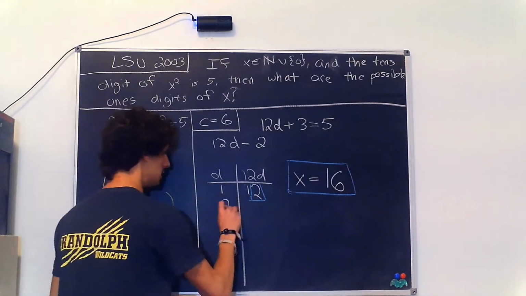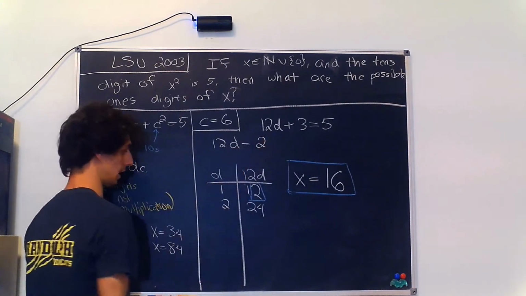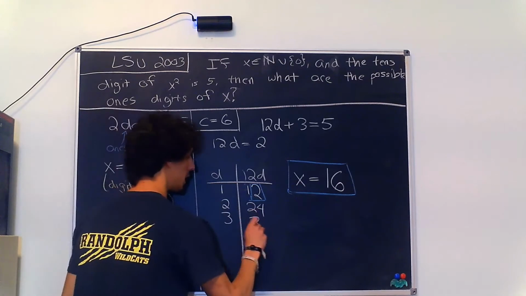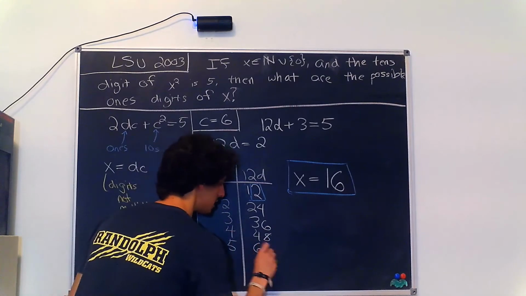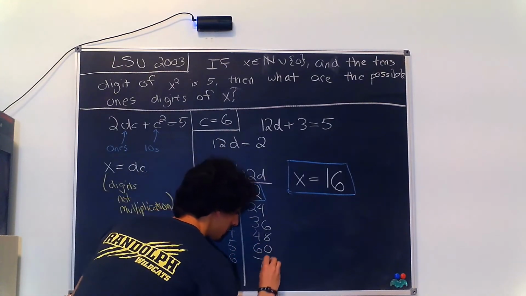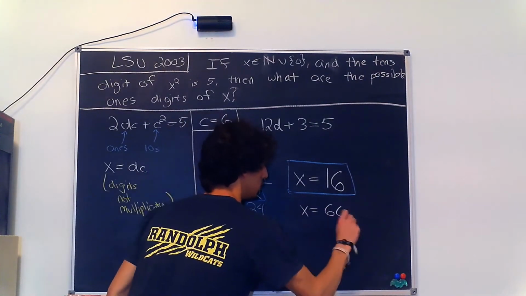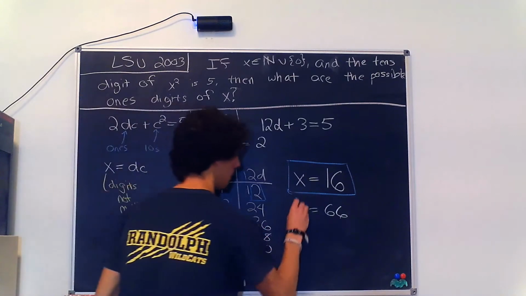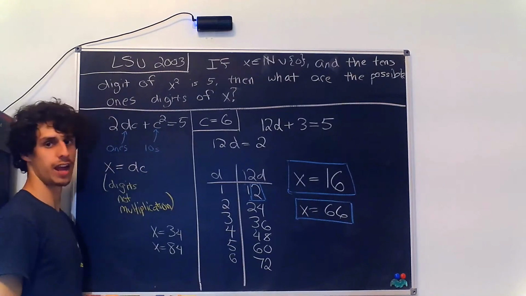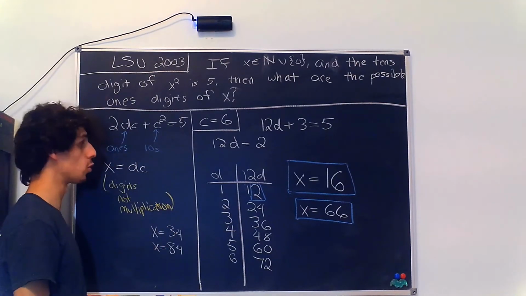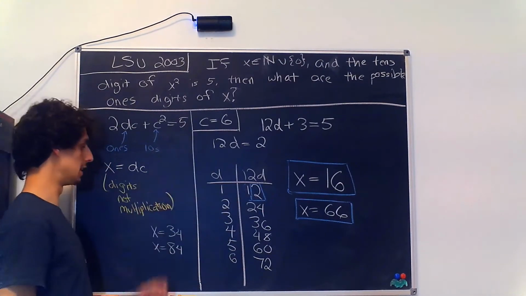Let's keep going. D being equal to 2 gives us 24, but that doesn't work because the ones digit here is 4 and we're looking for 2. Likewise for 3, this is 36. 4 gives us 48. 5 gives us 60. And 6 gives us 72, which again works. So that gives us another solution, x equals 66. I'll let you guys check the cases where d is equal to 7, 8, or 9, or 0, but these are the only two solutions that we're going to get from this c equals 6 case.